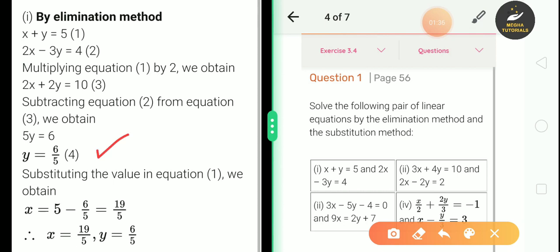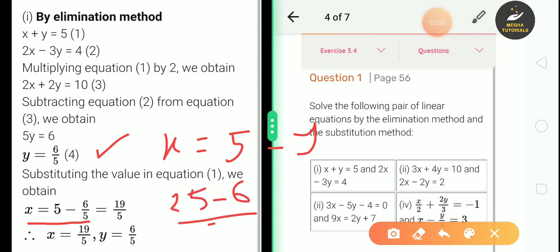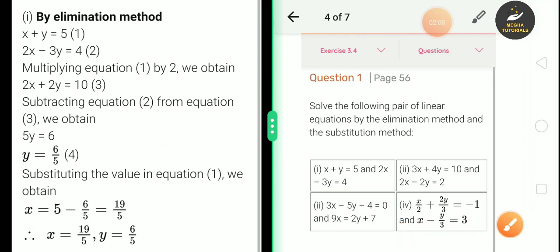Substitute this value in equation 1. So x plus y is equal to 5. We can write x is equal to 5 minus y, and the value of y is 6 upon 5. So we get x is equal to 5 minus 6 upon 5. In this case, the denominators are different, so we need to take the LCM. So 5 fives are 25, 25 minus 6 upon 5, which is 19 upon 5. So the values of x and y are 19 upon 5 and 6 upon 5.